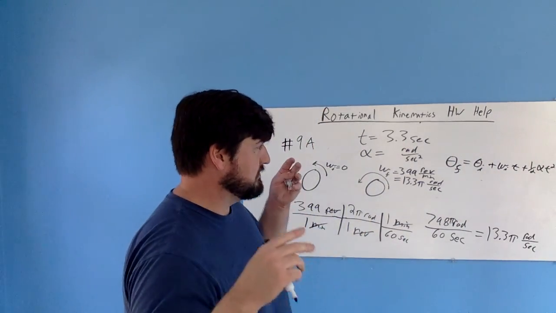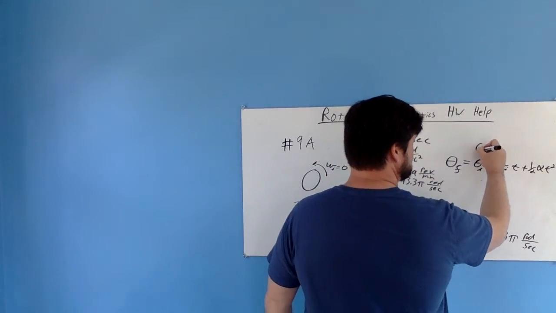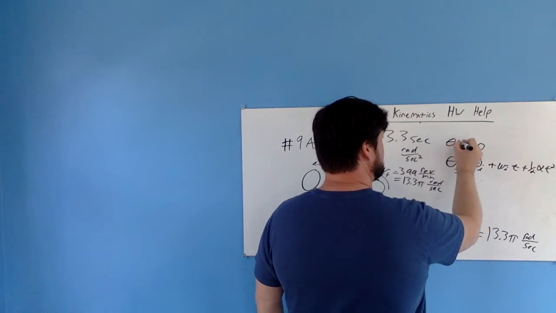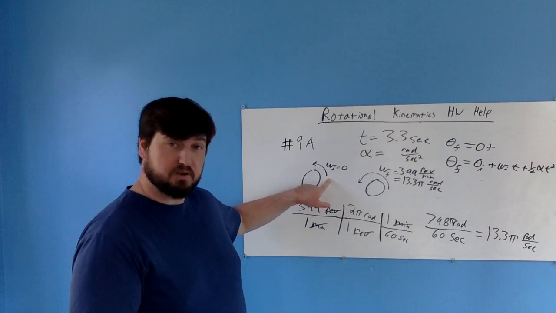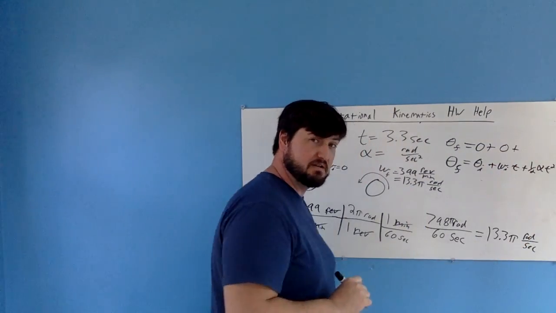It says that we start from rest. We're not given an initial position, so we have to assume. If we're going to assume, we assume 0, okay? 0 radians to start out with. We want to find our theta final, okay? Omega initial, we said was at rest to start out with, so that's 0, okay? So we got 2 zeros. Yay, makes it easy, right?